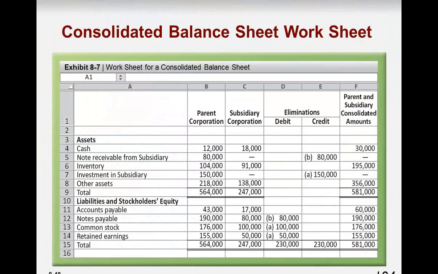Okay. So here's an example of a worksheet for a consolidated balance sheet. We have the parent company, any subsidiary company. We eliminated any item that was the parent companies alone, to come up with the grand total of 581.